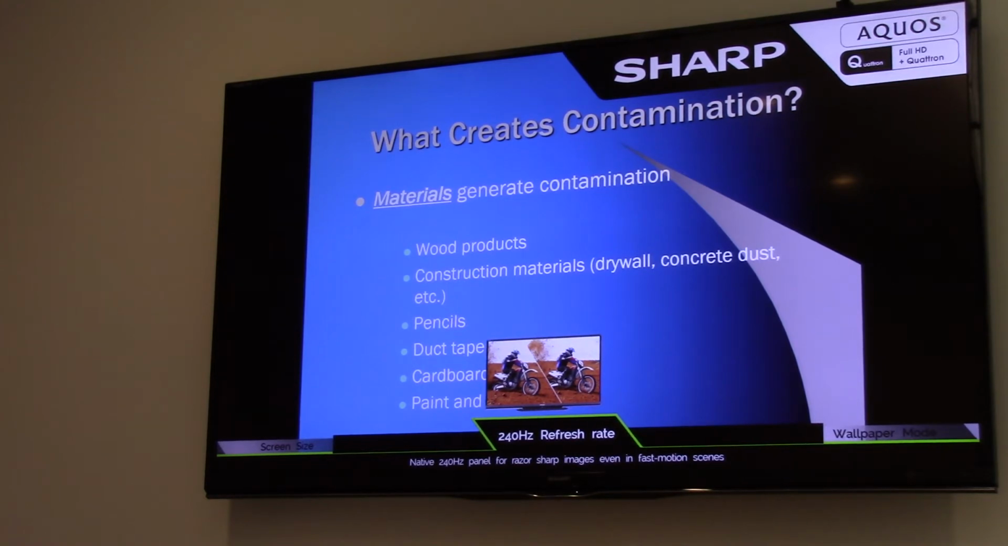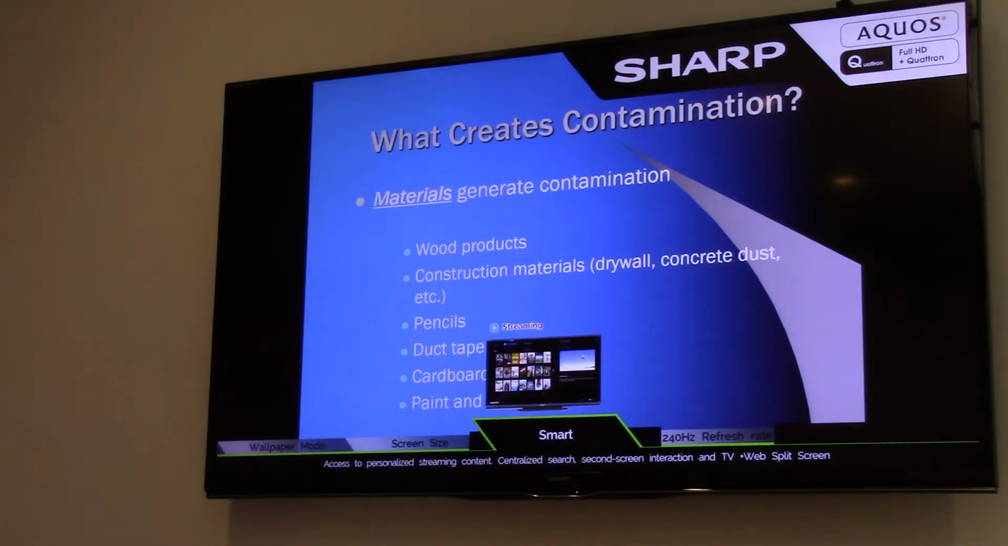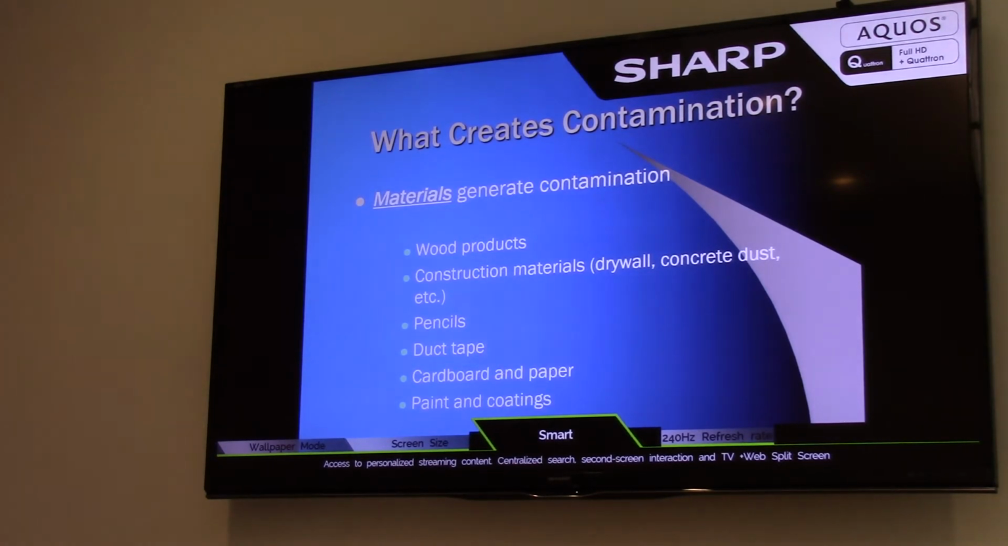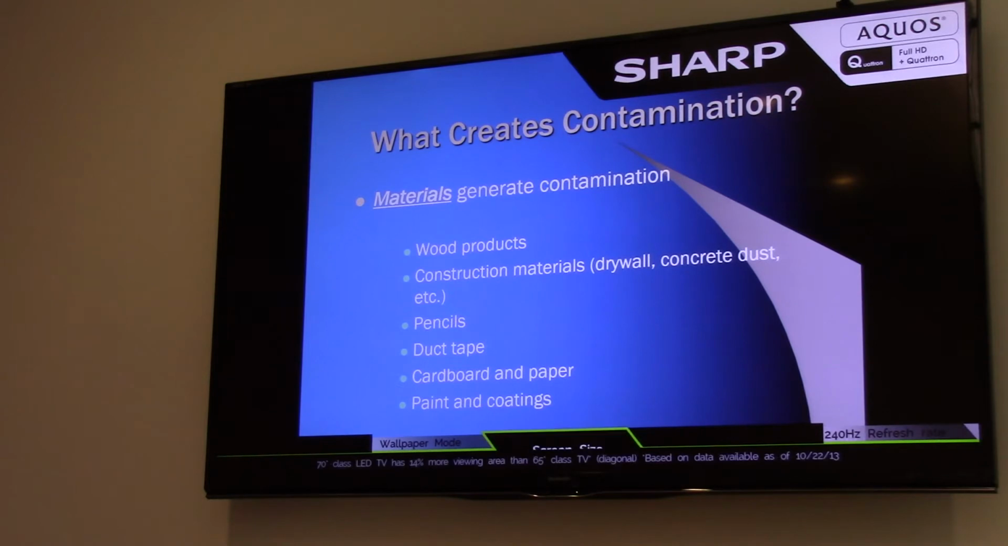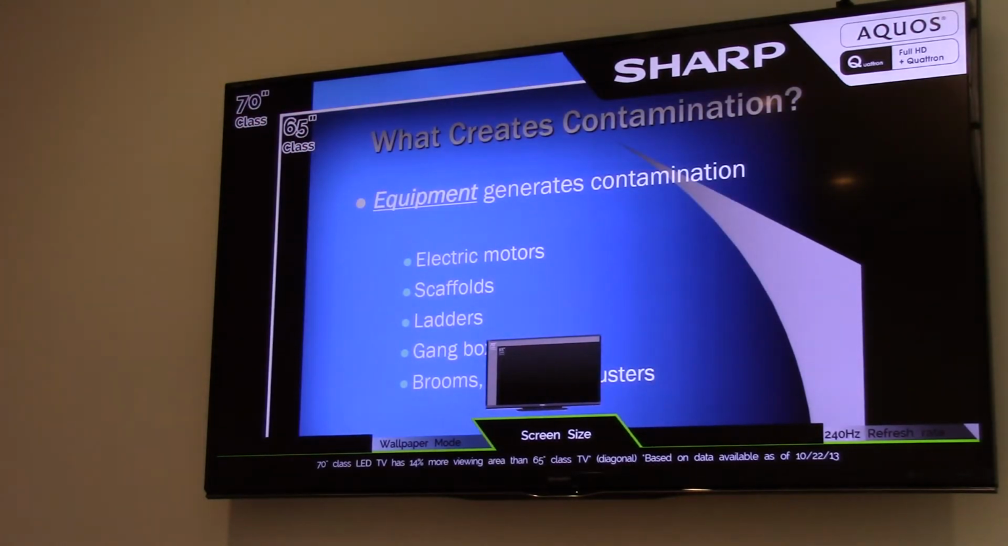Same with materials. We don't want any cardboard or wood products in the clean room at any point in time. We don't like to have drywall, because if it gets nicked, that's going to generate particles. We don't allow pencils, duct tape, and I mentioned cardboard and paper, and paint coatings also. So that's why you'll see the surfaces in the clean room are all non-shedding surfaces. Also, equipment that's going to generate particulate matter, obviously electric motors, scaffold, ladders, anything that's got moving parts, right?